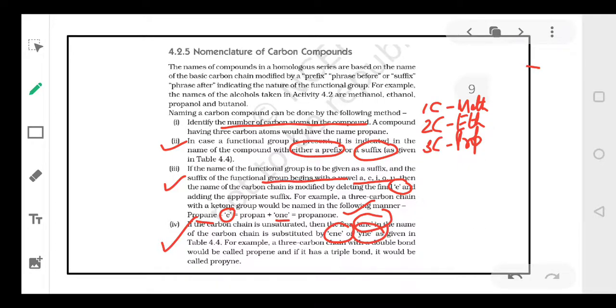Okay, so if I give a name methane, that means it is a single bond between the carbon atoms. If there is a double bond, we will use alkene, the ene word will be there. In case of triple bond, the yne word will be there. Okay, everyone? So these are the rules for naming the carbon compounds.